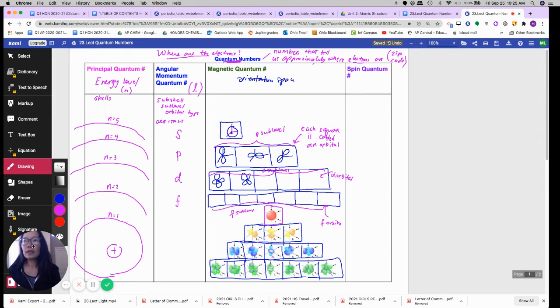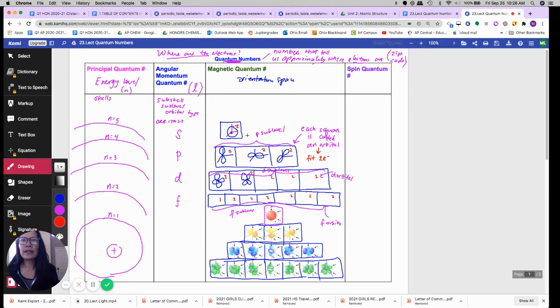Okay, so each box, each of these orbitals can fit 2 electrons. So you can fit 2 in here, 2 electrons here, 2 electrons here, 2 electrons here, 2 in each orbital, any orbital. It can be a d orbital, it can be an f orbital. You can fit 2. 2, 2, 2, 2, 2.